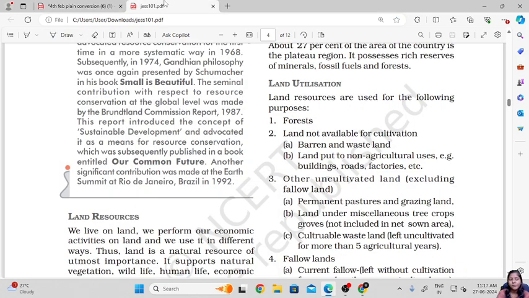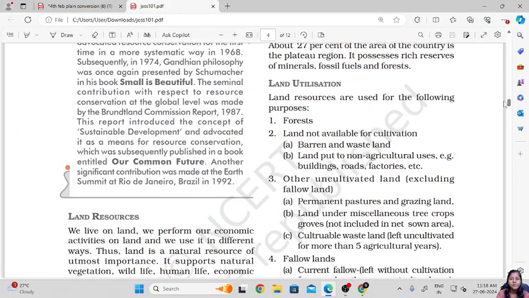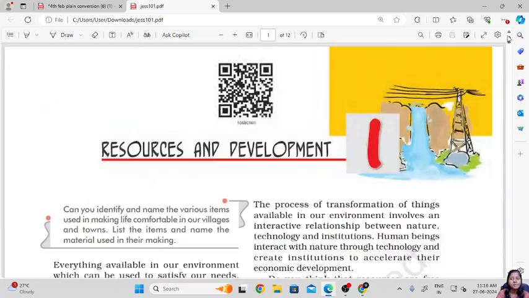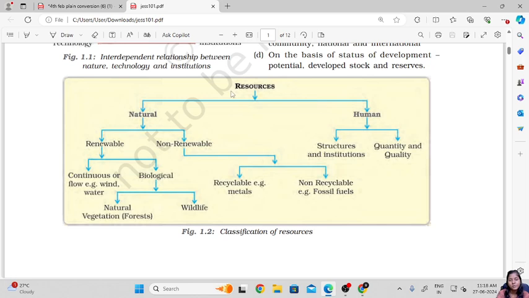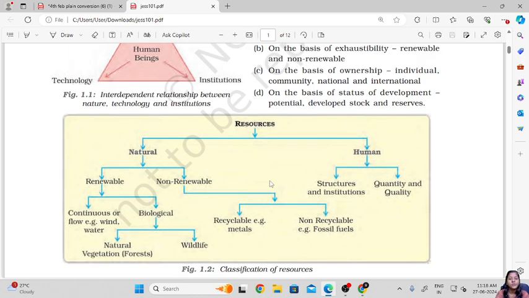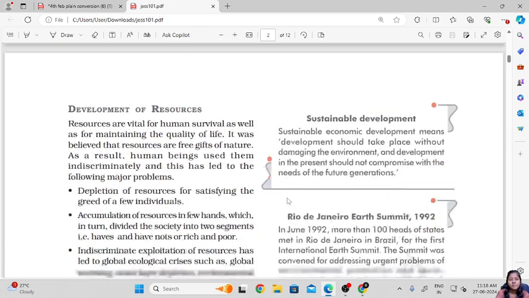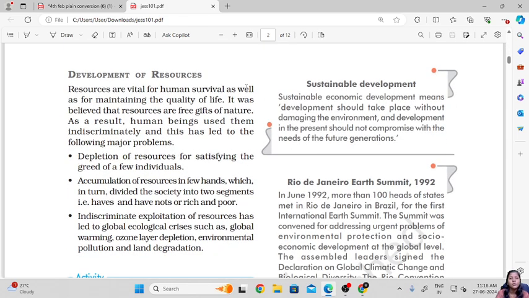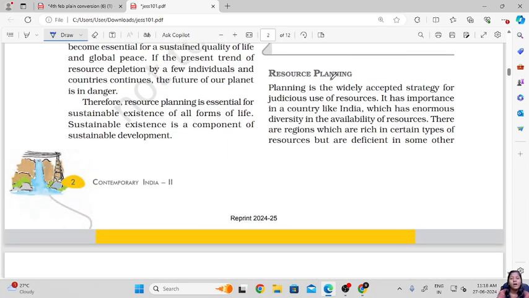So today we'll continue with our resources and development chapter and we'll cover the second part of this chapter. In the previous class we have learned about the types of resources: natural, human, then renewable and non-renewable resources. Then we have also learned about development of resources, sustainable development, and what resource planning is, in the first chapter.